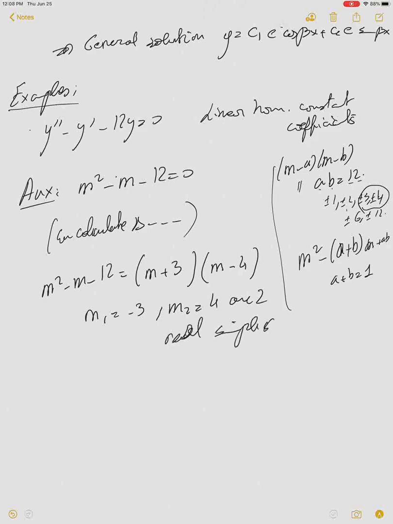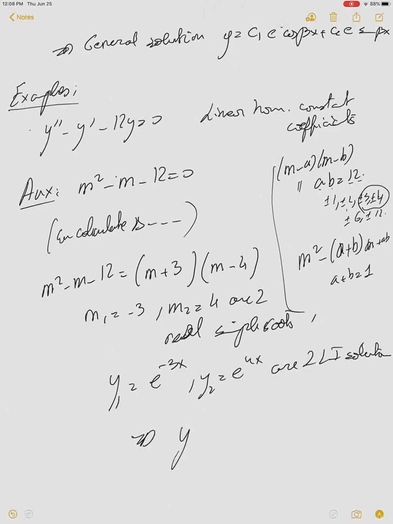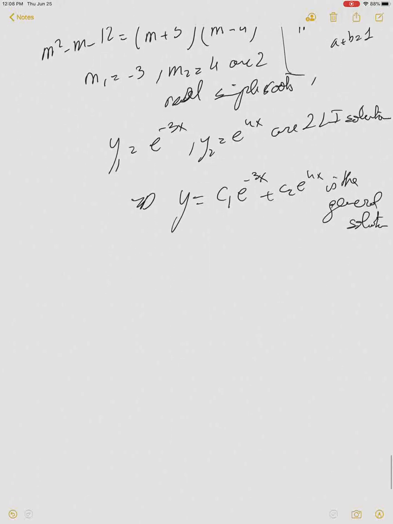simple roots. Then y1 equal e to the minus 3x, y2 equal e to the 4x are two linearly independent solutions. And this implies that y equal c1 e to the minus 3x plus c2 e to the 4x is the general solution. Okay.